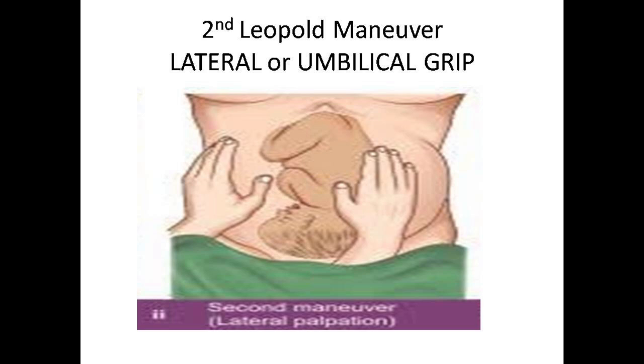As you can see, you stand at the right side of the mother, facing the face of the mother, and place both hands on the sides of the abdomen. With one hand you support, and with the other hand you palpate, which helps you identify on which side the fetal back is present and on which side the fetal limbs are present. Now we will see the findings.